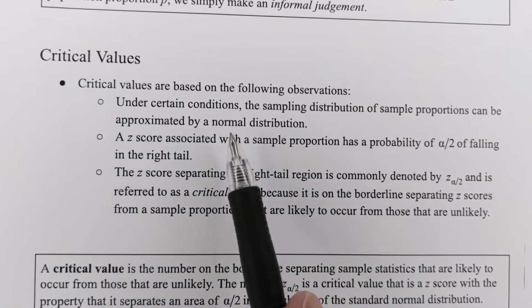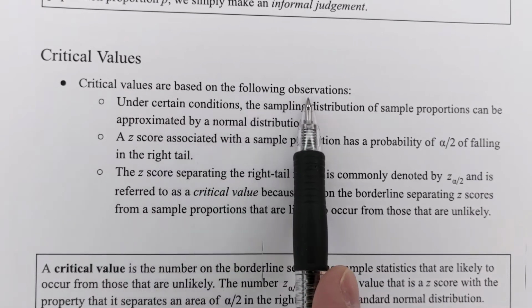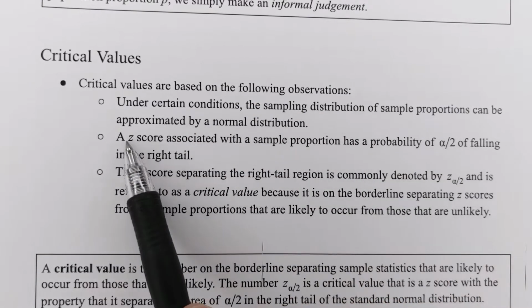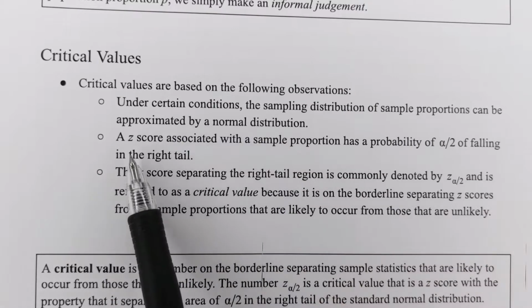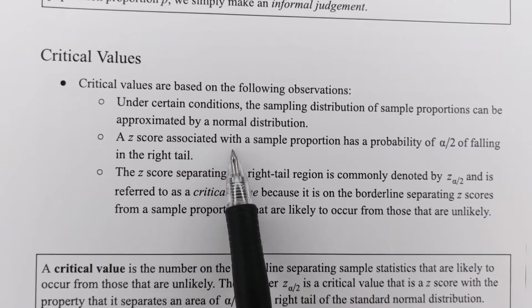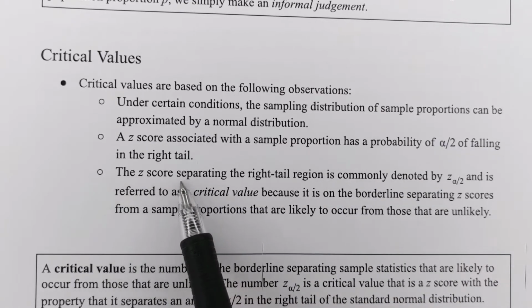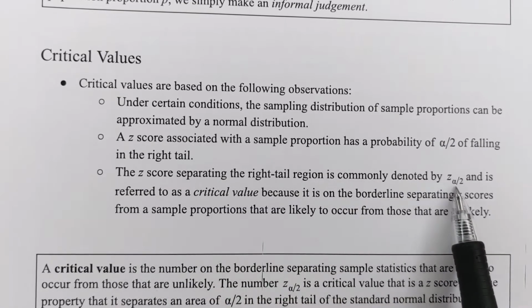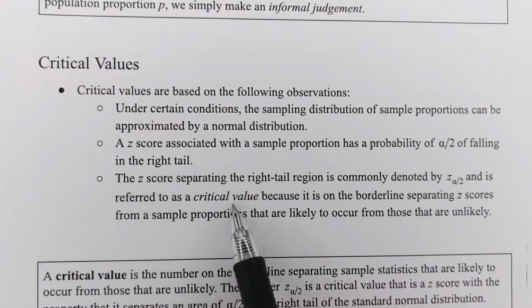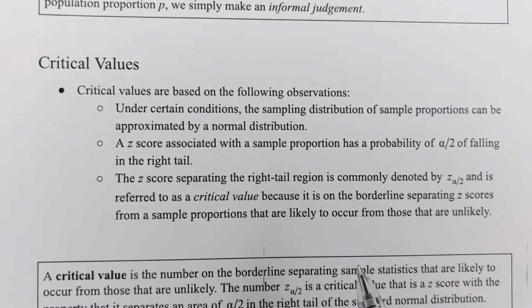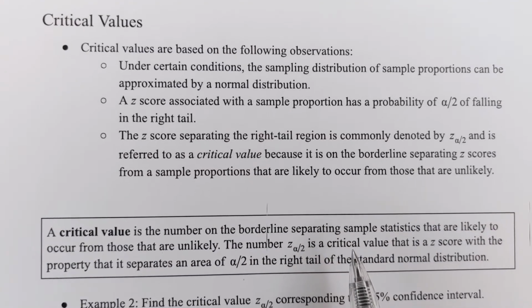Okay, so critical values. Critical values are based on the following observations. Under certain conditions, a sampling distribution of sample proportions can be approximated by a normal distribution. A z-score associated with the sample proportion has a probability of alpha over 2 of falling in the right tail. The z-score separating the right tail region is denoted by z alpha over 2. Remember, alpha is above. It is referred to as a critical value because it is on the borderline separating z-scores from a sample population that are likely to occur from those that are unlikely to occur.